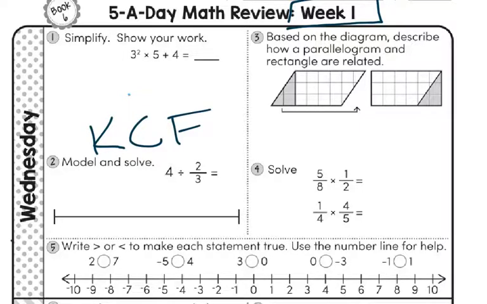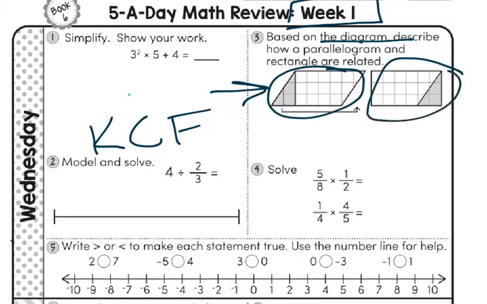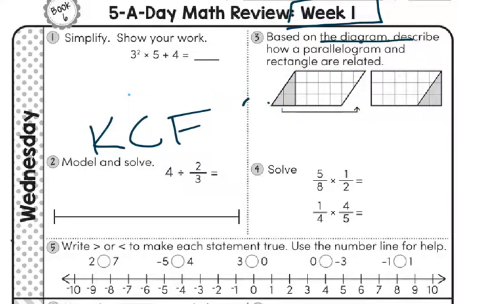Question number 3, based on the diagram, and this is the diagram it's talking about, describe how a parallelogram, right here, is related to a rectangle. So how are those shapes related? And they've shaded in part of it for us. Think specifically about the area of those shapes. How are they related? What could you do to our parallelogram that would make it similar to our rectangle?